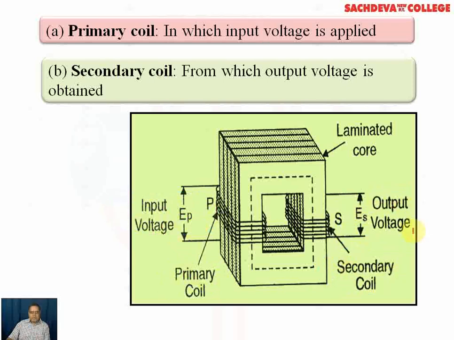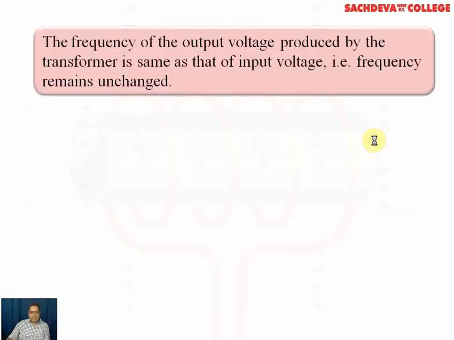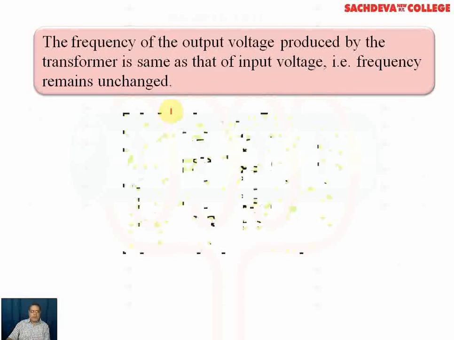Now, we are finding that the laminated core is just in rectangular form, and the frequency of the output voltage produced by the transformer is the same as that of the input voltage. That is, the frequency remains unchanged. So, during the transformation of low to high voltage or high to low voltage, the frequency never changes. Whatever frequency we feed, the same frequency we obtain.